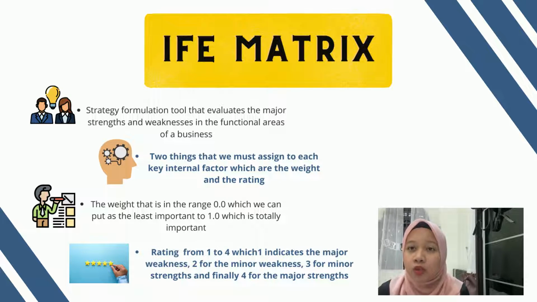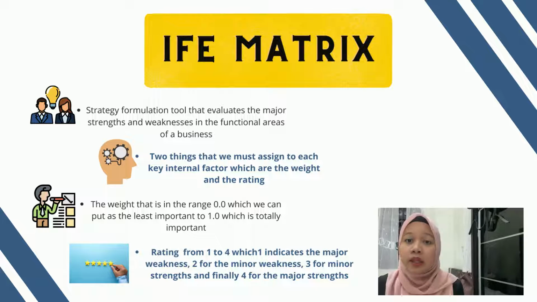This IFE metric surely can help the organization in identifying the strengths that can help to grow the organization performance and the weaknesses that can be analyzed in the improvement process. There are two things that we must assign, which are the weight and the rating. We can use the weight in the range of 0.0, which we can put as the least important, to 1.0, which is totally important. But for the rating, it is from 1 to 4, where 1 indicates the major weakness, 2 for the minor weakness, 3 for the minor strengths, and finally 4 for the major strengths. Hence, remember to always put 1 or 2 for the weaknesses, meanwhile 3 or 4 for the strengths.